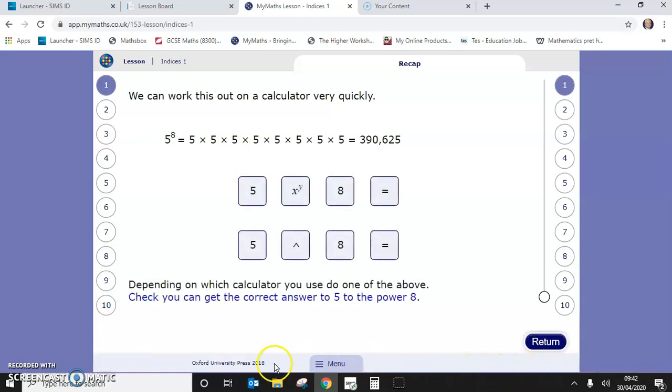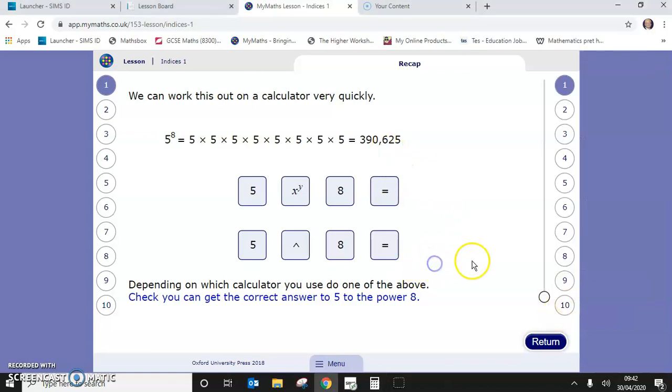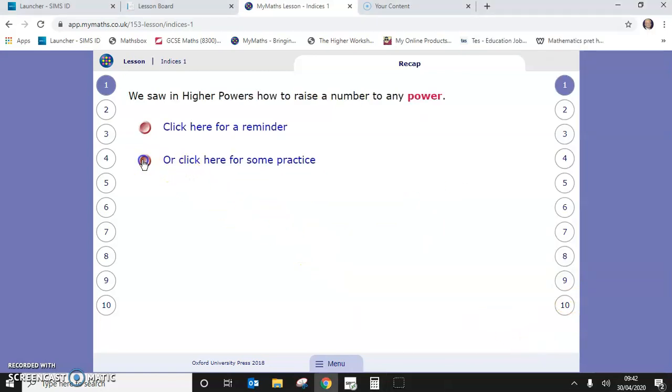When it comes to a calculator, you can use the x to the y key, which is the number you type in raised to whatever power you type in. So if we wanted to do 5 to the power of 8, 5 to the power of 8 equals, and we've got the number there. Now if you wanted to go and try that, try some practice.